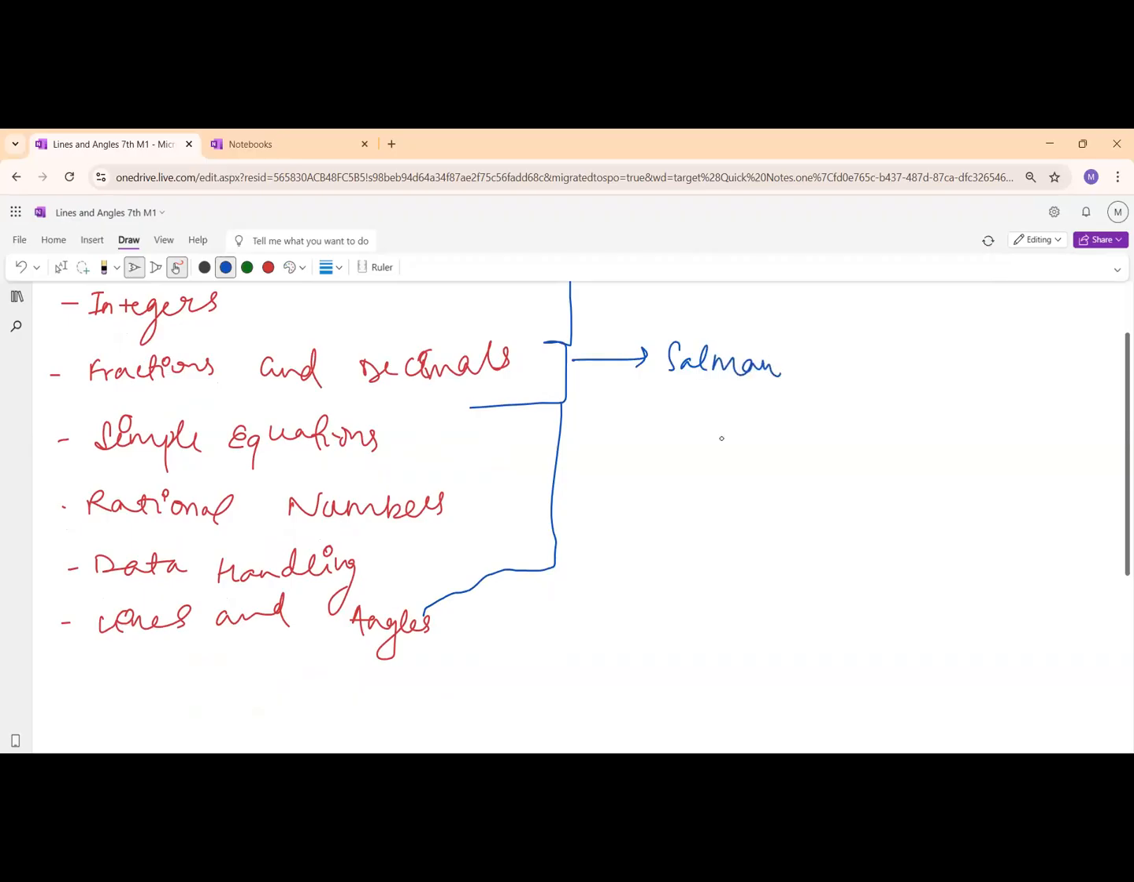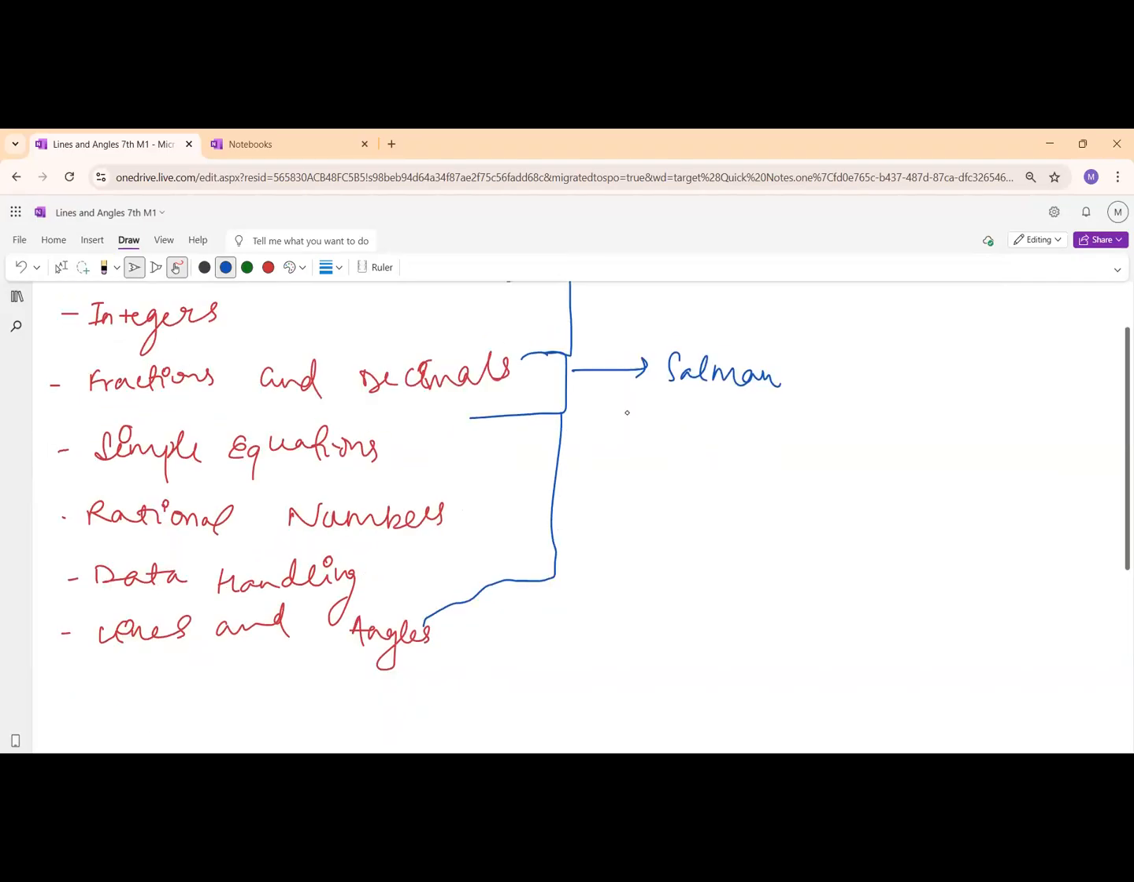Yes, sir. Halima, have you got your portion? Sir, data handling and rational numbers are not in the half yearly. Data handling and rational numbers are not in the half yearly, right? Yes, sir. So that's why I marked only integers, fractions, decimals, simple equations, and lines and angles. These four. Halima, have you got your portion? Not yet, sir. Okay. Abdul Rahman, what about you? No, sir, we haven't gotten our portion.